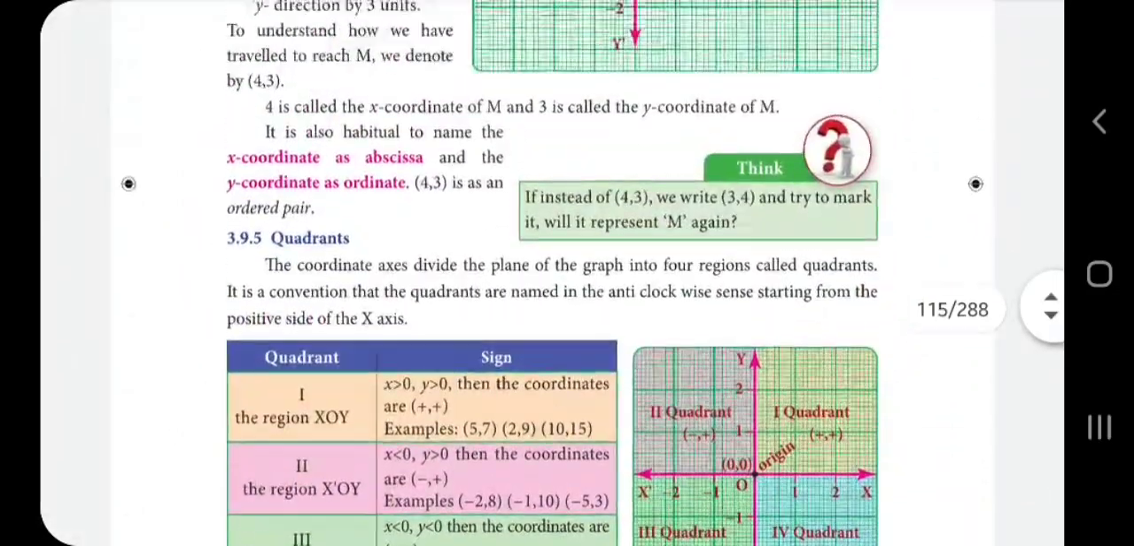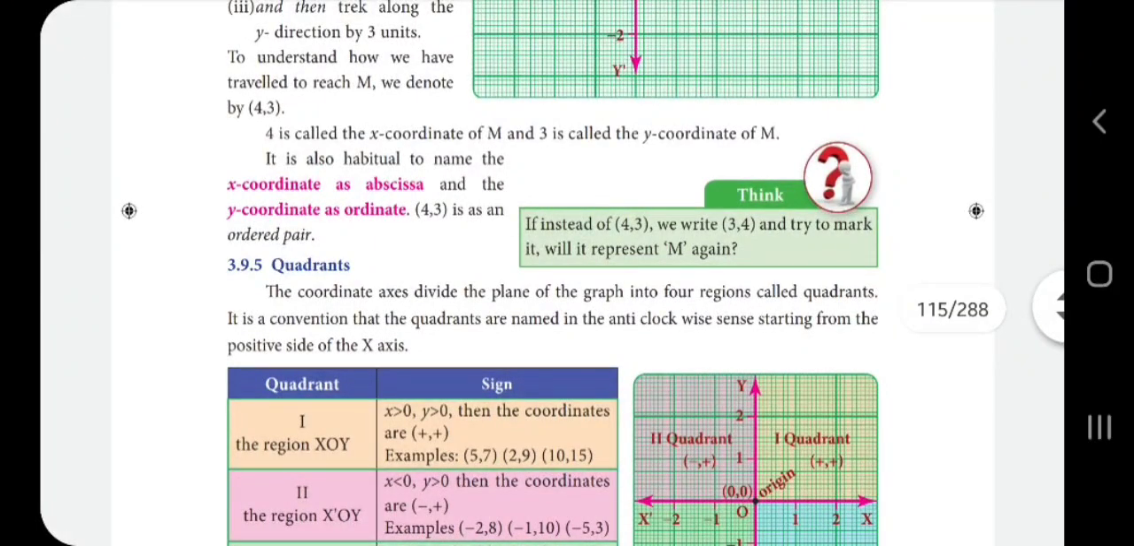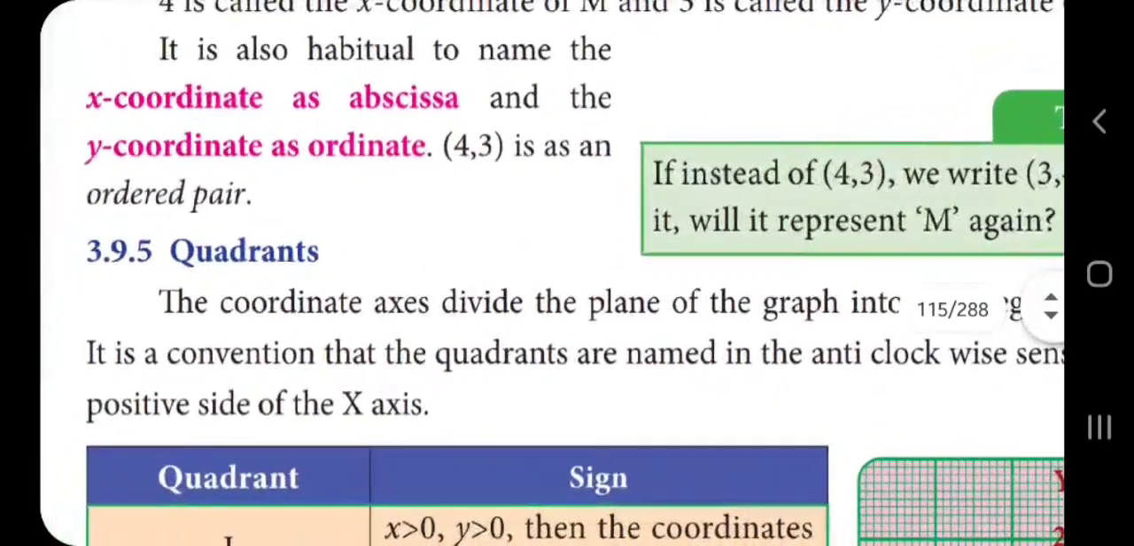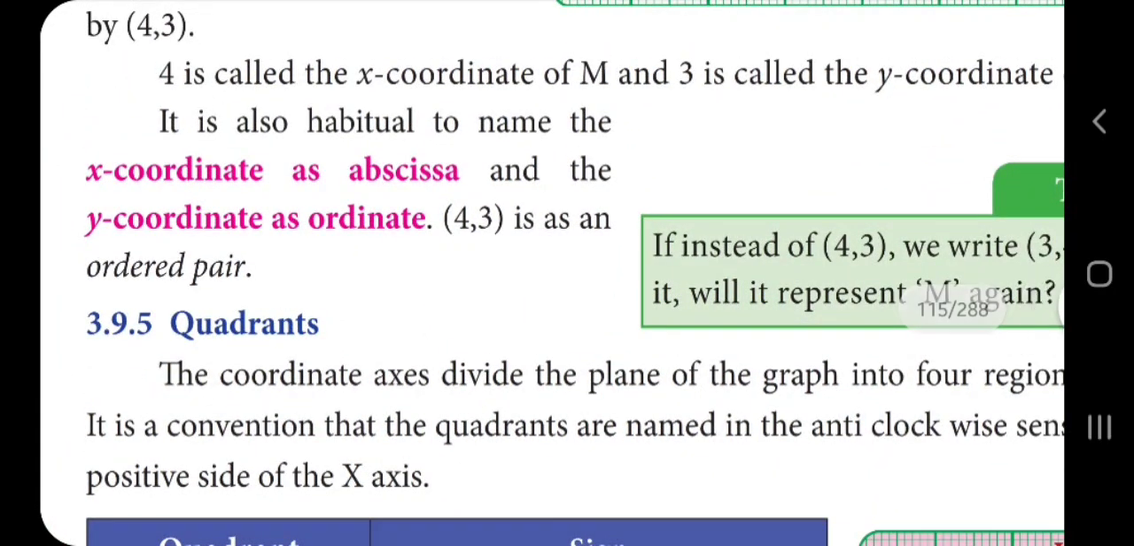So if you see, the x coordinate is the abscissa and the y coordinate is the ordinate. So if they ask to find the ordinate of (4, 3), in (4, 3), 3 is the ordinate because 3 is on the y-axis.